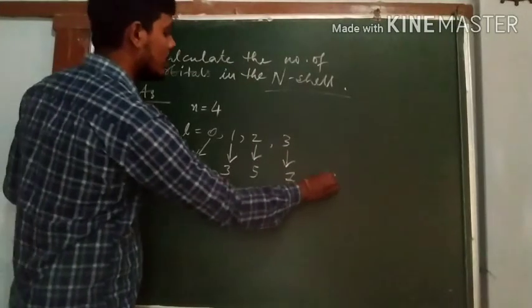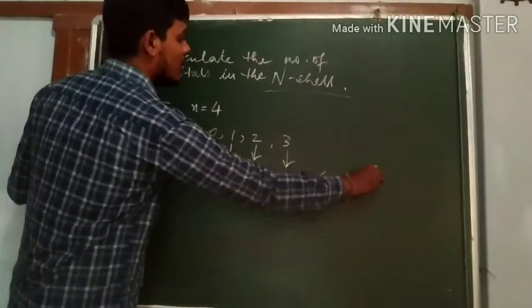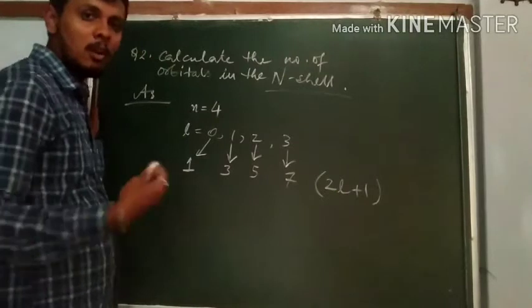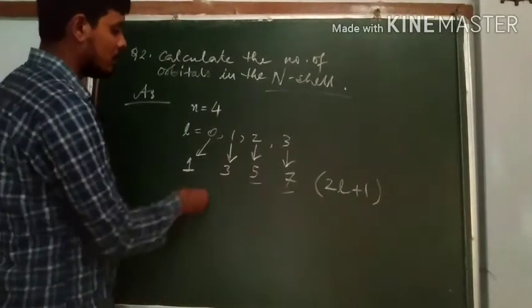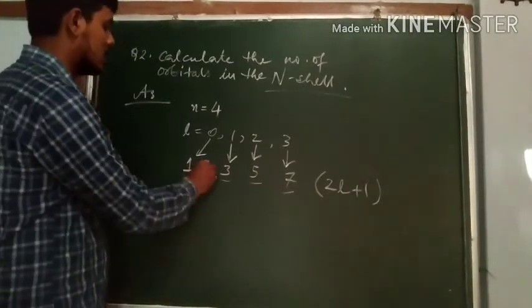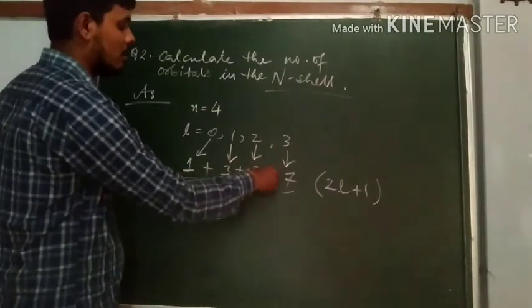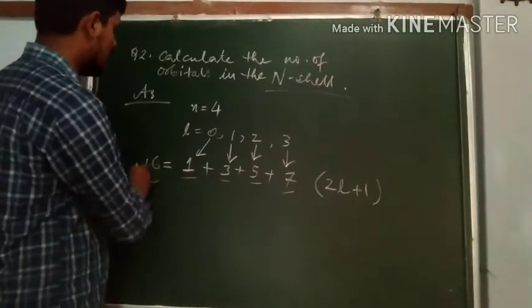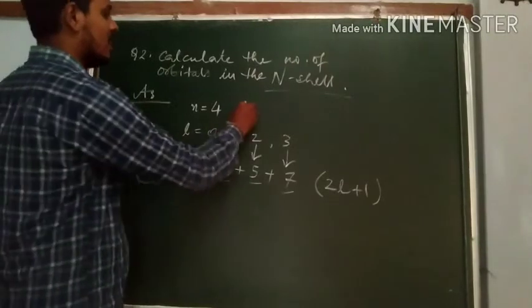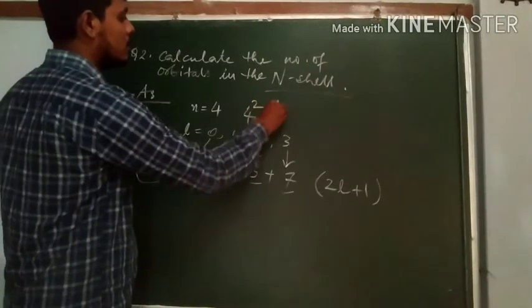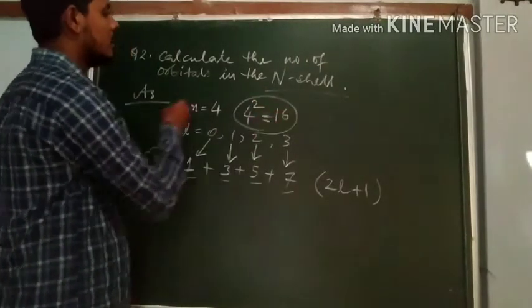So how did we calculate it? Twice L plus 1 number of orbitals. Okay. Because total orbital keta thakibo, 7 plus 5 is 12, 15 plus 1 is 16. So 1 plus 3 is 4, 4 plus 5 is 9, 9 plus 7 is 16. So total number of orbitals in the N cell will be 16. We can again calculate it using 4 square equals to 16. Okay. So very simple question.